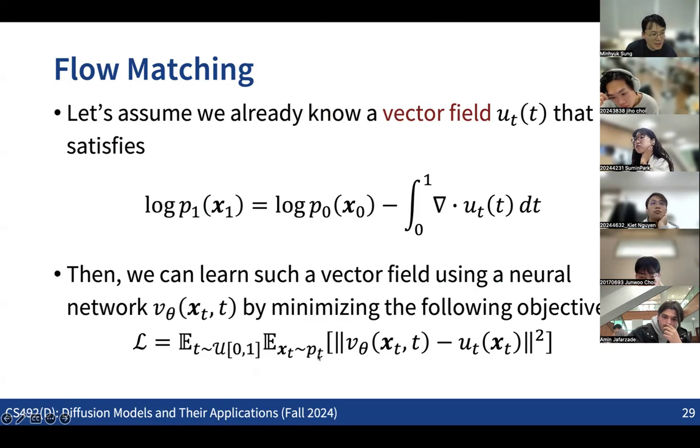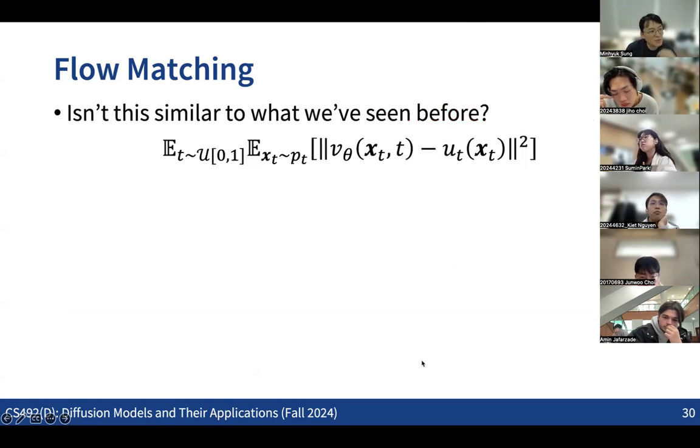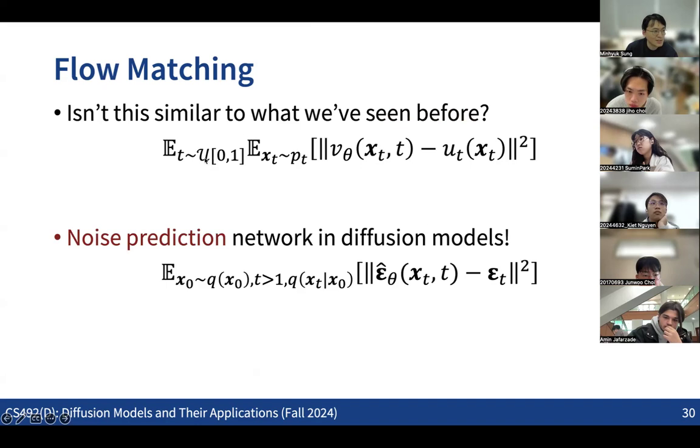And by the way, isn't this equation similar to what we have seen before? Directly regressing some quantity for each latent data point xt. You can see there is some analogy to things we have seen in diffusion models, right? The loss function already looks similar to the noise prediction network, in that we get some quantity at the intermediate data point xt and regress that quantity, and that becomes our loss function. So that's the point that looks similar to diffusion models.